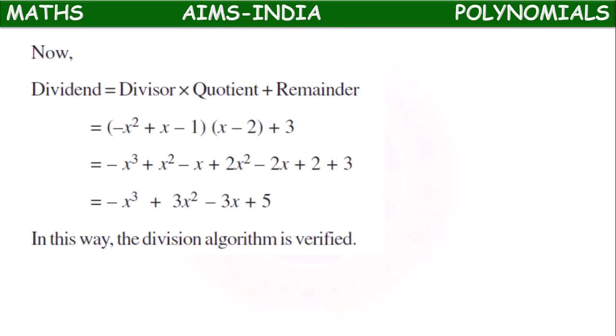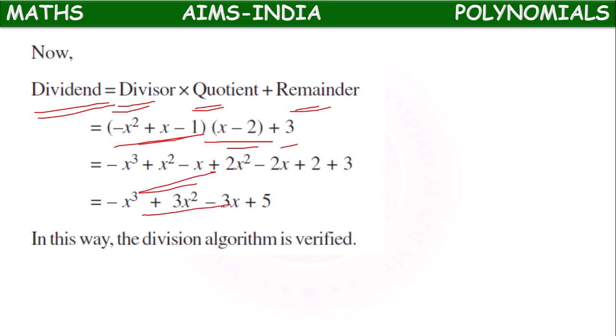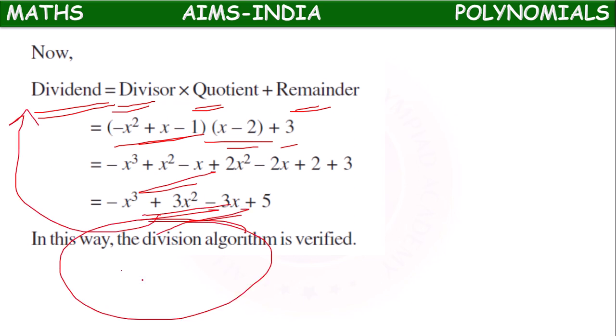Now let's check the division algorithm. Dividend is equal to divisor into quotient plus remainder. If we substitute the values and multiply, it is equal to the dividend. So the division algorithm is verified. Like that we can tell.